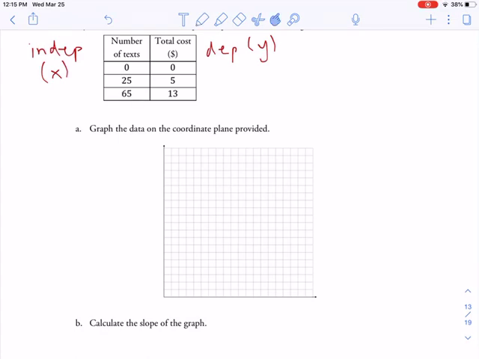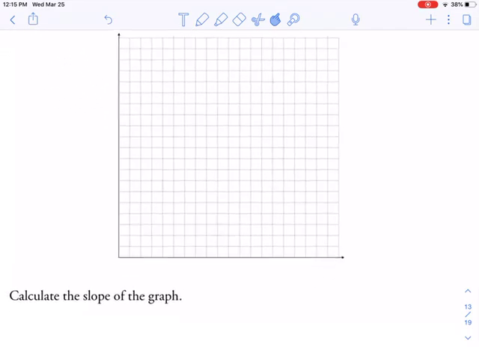I'm just going to zoom in a little bit here so this is as neat as possible, and we're going to write that in, okay? So we're saying that number of texts goes along here. And I'm going to turn my screen around and then write along the y-axis that we are talking about total.